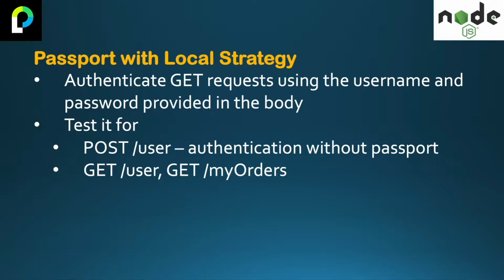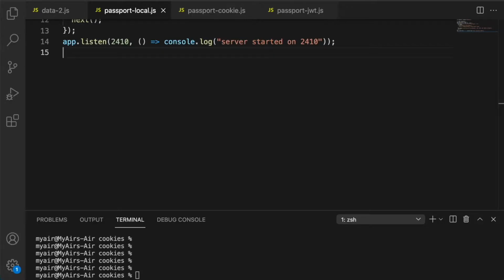Let us see how we use Passport with our first strategy, which is the local strategy. In our local strategy, in our GET request, we will get the username and password in the body. That is what the local strategy means. So what does this say? Authenticate GET requests using the username and password provided in the body. Test it for POST /user. In the POST, we are not using authentication based on Passport. The GET requests, the GET /user and the GET /myorders, will be authenticated using Passport. So let's go to our VS Code.